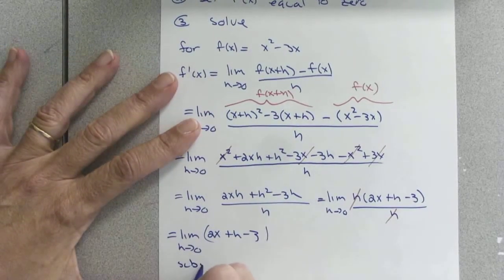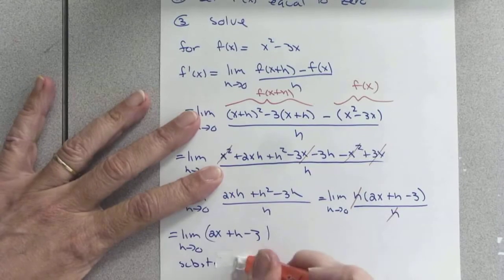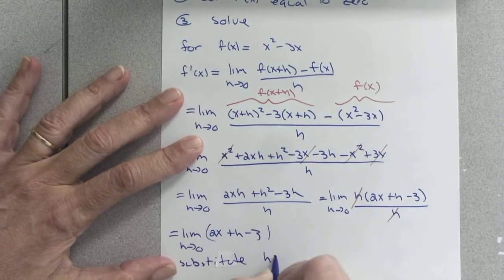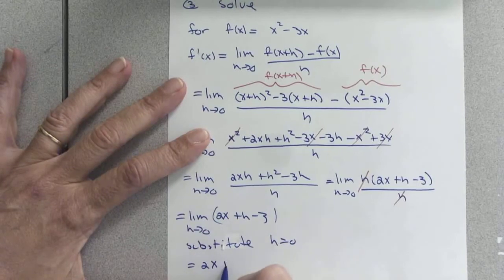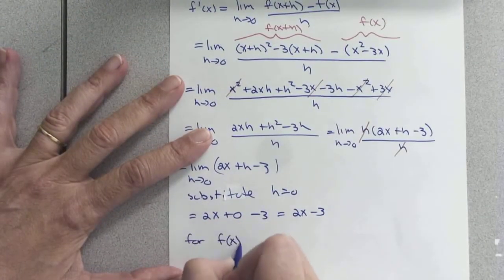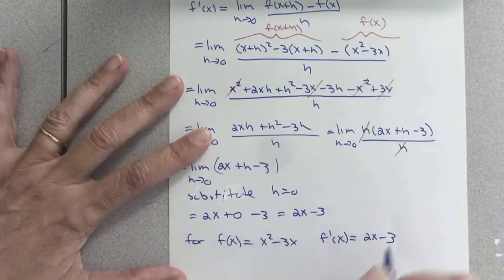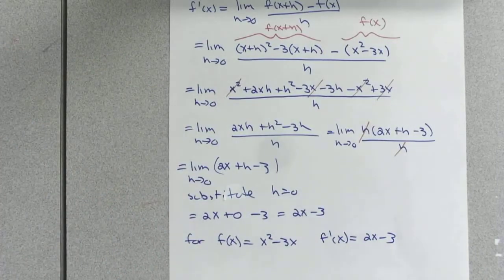But now we will substitute h equals 0 to get 2x plus 0 minus 3, or 2x minus 3. And so what we have is this: for f of x equals x squared minus 3x, f prime of x equals 2x minus 3. And for those of you that already know the basic rules of differentiation, you know that by using the definition of the derivative, I just spent probably 10 minutes doing something that once we know the rules will take maybe 5 seconds.